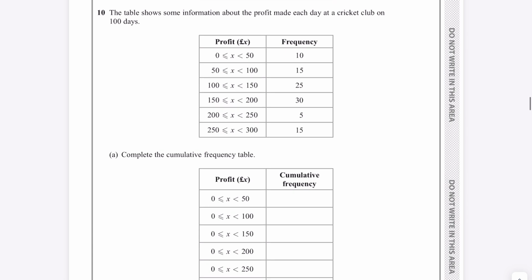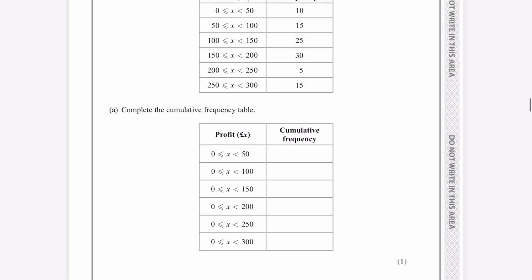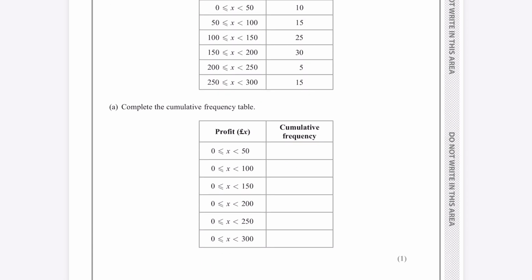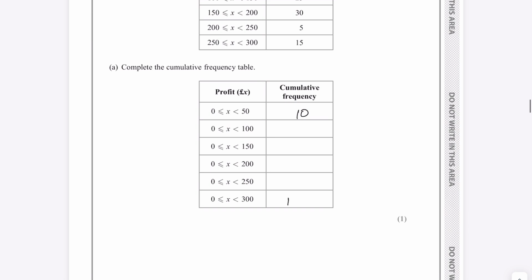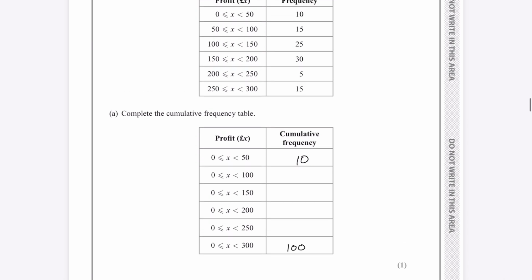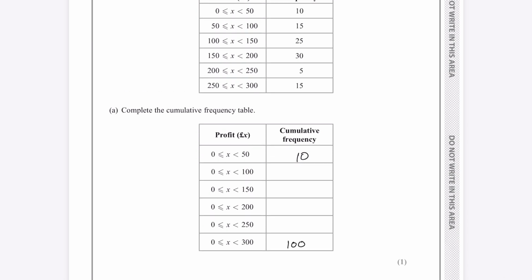Moving on to question 10. So it's asking us to complete the cumulative frequency table. So we're just going to start with 10. And just a little hint here, it tells you it's for 100 days. So we know it must end up as 100 here. So the first one's 10. The next one is going to be, so just looking here, it's going to be 10 plus 15, which is 25. The next one is going to be 25 plus 25, which is 50.